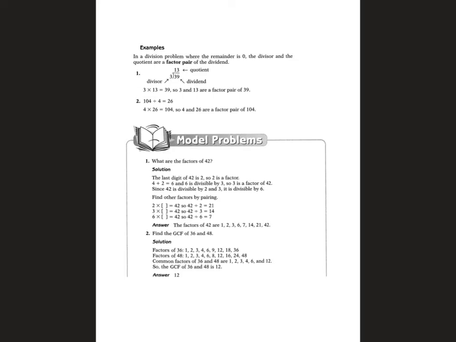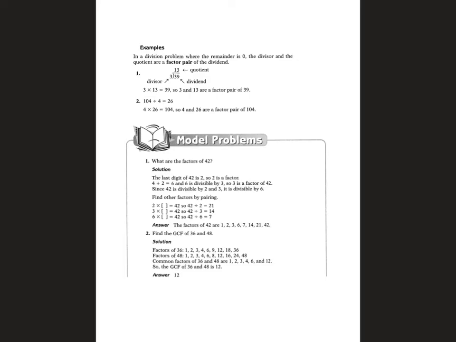So if we look at some examples, in a division problem where the remainder is 0, the divisor and the quotient are a factor pair of the dividend. If we have 39 divided by 3, the 39 is the dividend, the 3 is the divisor, the 13 is the quotient. So 3 times 13 is 39, so 3 and 13 are factor pairs of 39.